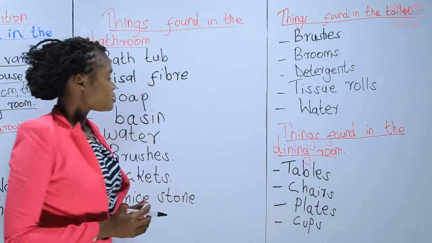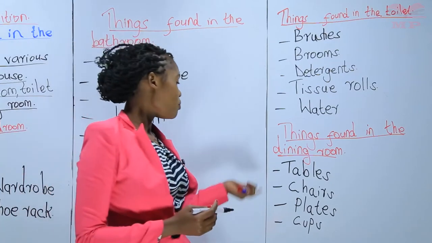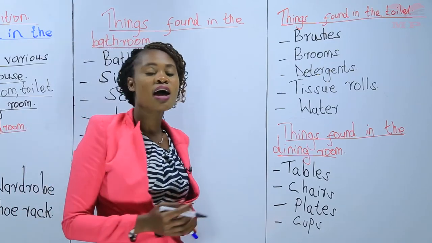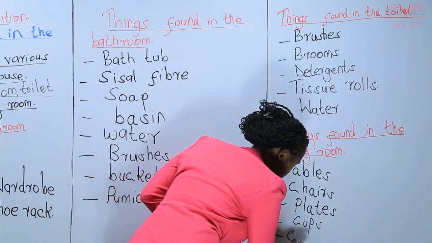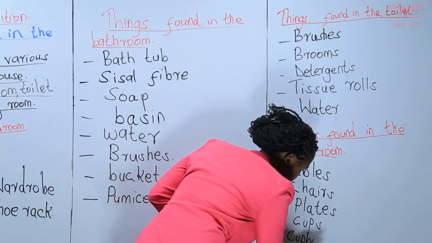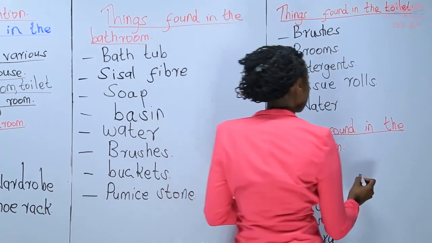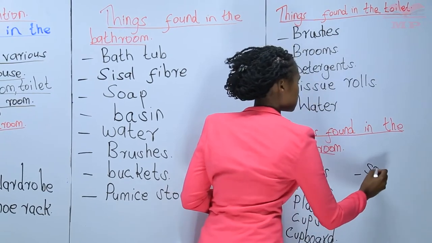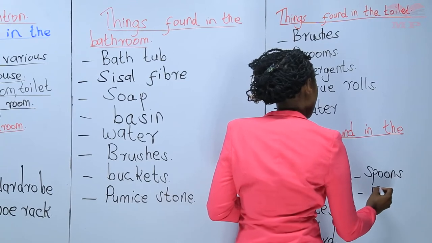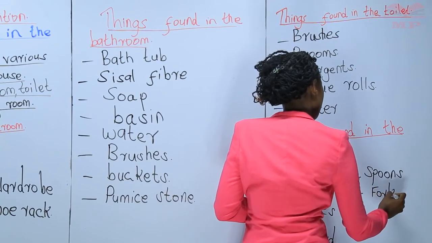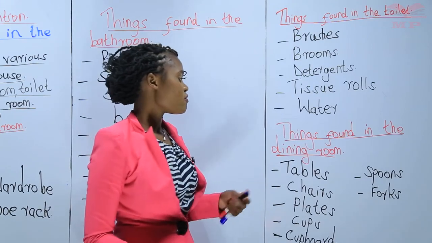And of course, these plates and cups, they'll have a place where they can be stored. Now, plates and cups are always stored in a cupboard. So we can also find a cupboard in a dining room. Also have spoons. Forks. Spoons and forks are used to serve food.